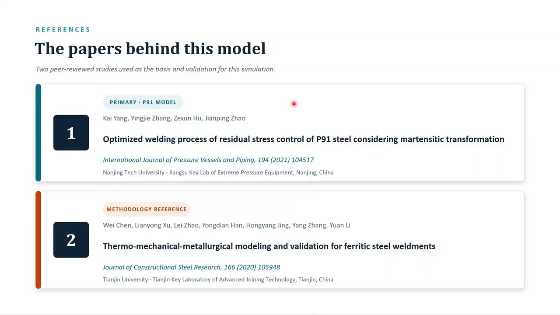This work is based on two papers. The first one is the P91 study by Young and his team. This is the main paper I used for my model. The second one, by Chen and his team, is where I took the modeling method and the workflow from.